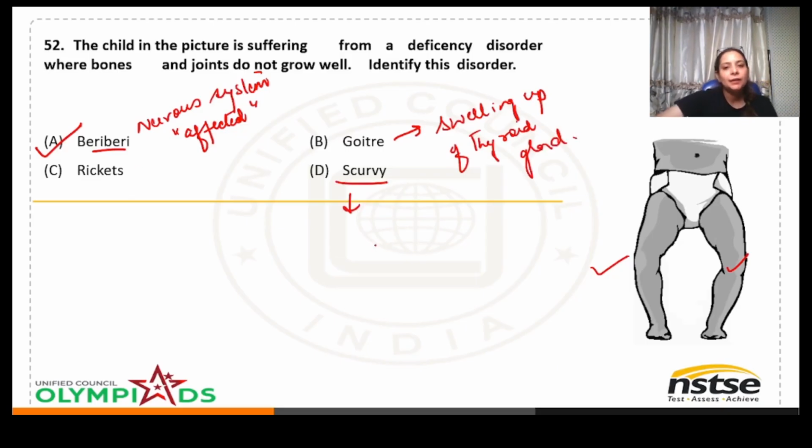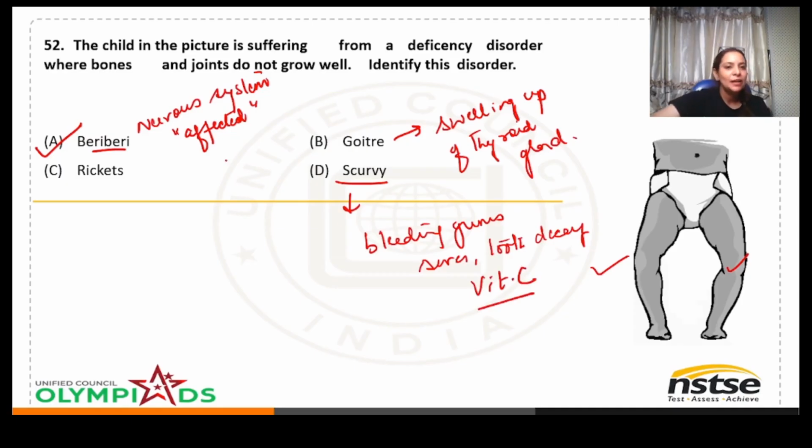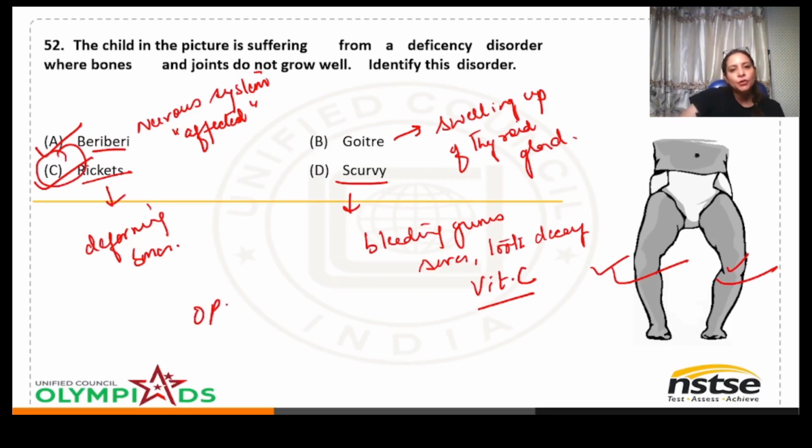Scurvy means we have bleeding gums, sores, tooth decay. This can be seen in the mouth and it is due to deficiency of vitamin C in diet. And rickets is basically deforming of bones. This is how you can see. So this disorder shows that bones and joints are not growing well, they are deformed. So which option is correct, students? It is rickets. This picture shows that the child is suffering from rickets. Therefore the correct answer is option C.